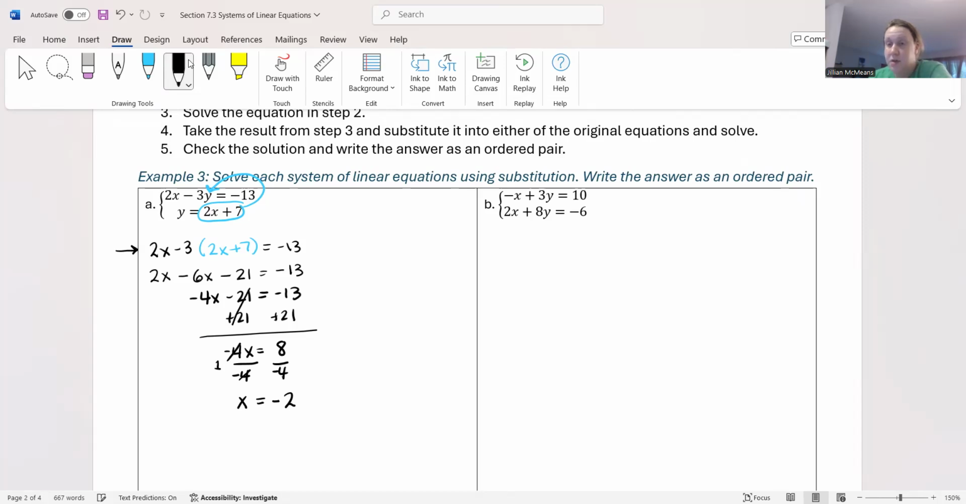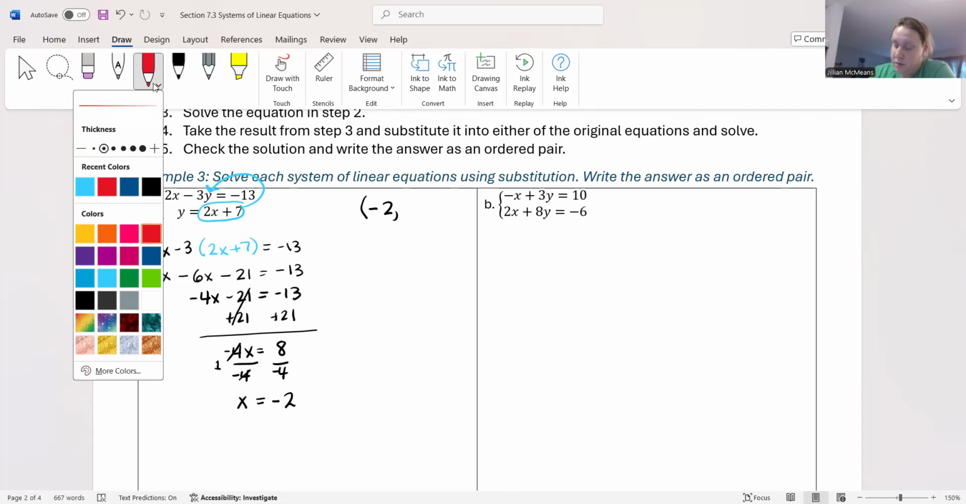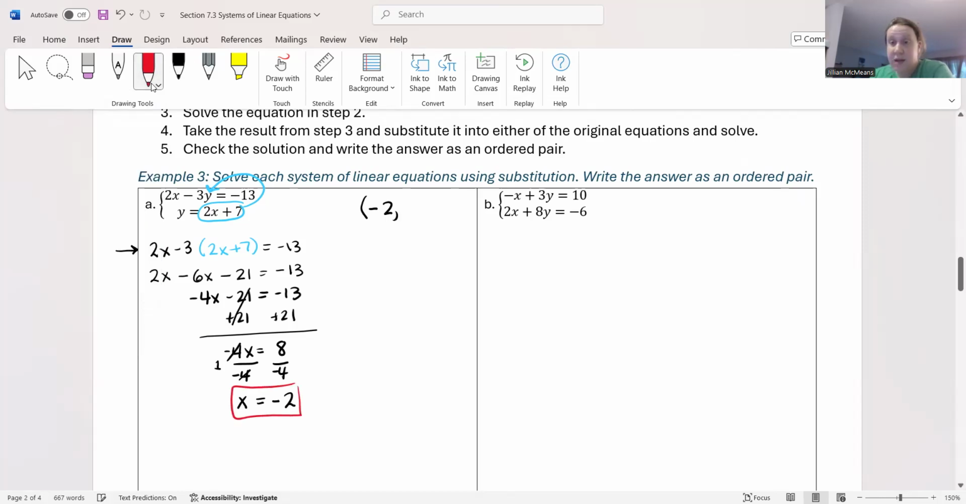Now remember, the solution to a system of equations is an ordered pair. And right now we can say, hey, the ordered pair has an x coordinate of negative 2. But how in the world do we find the y coordinate? Well, we want to take this value for x and plug it into either of the original equations. It does not matter which one. So I think I'm going to plug it into the second equation for x, okay? So that would give me y equals 2 times x, but x is negative 2, plus 7.